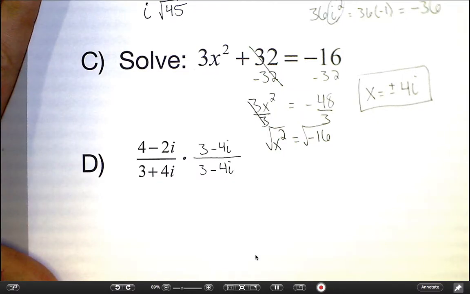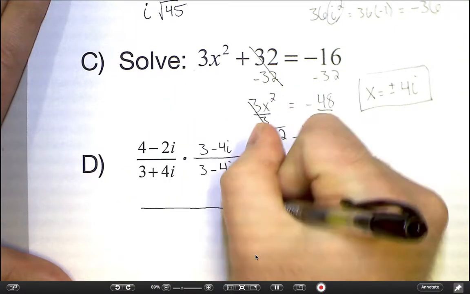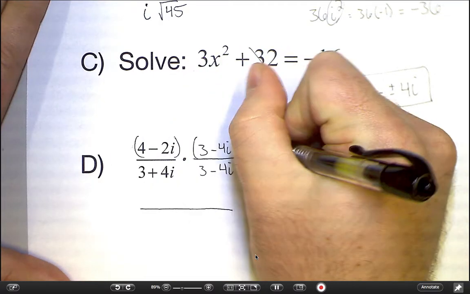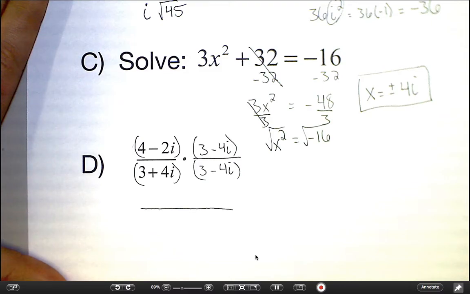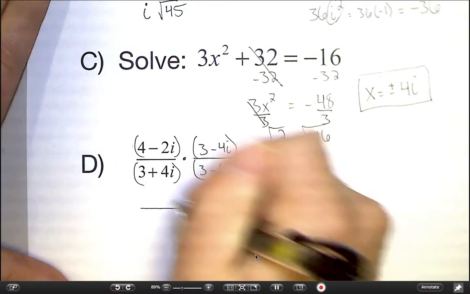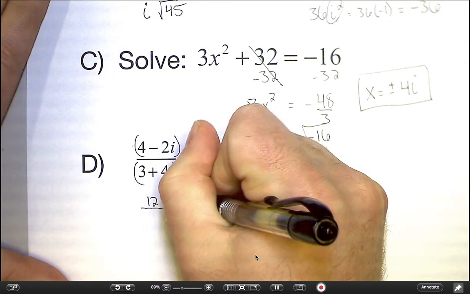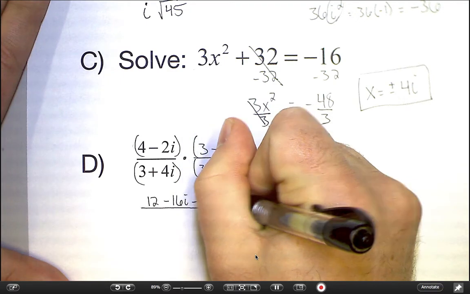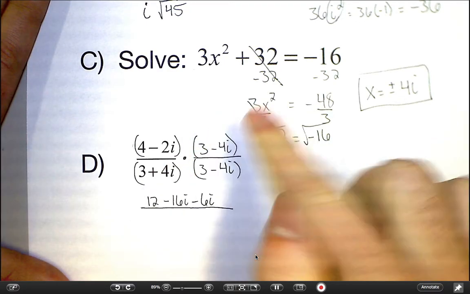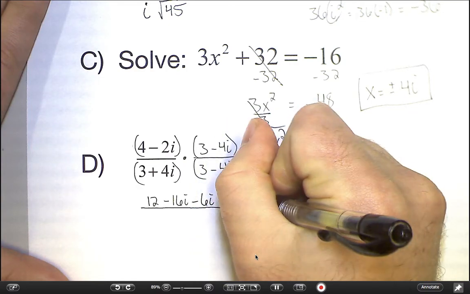and I multiply by that same piece on the top of my fraction as well. At this point I can go ahead and multiply straight across, which is really going to be a foiling problem because I'm multiplying two complex numbers together on both top and bottom. So if I multiply straight across the top, I have 4 times 3 gives me 12. 4 times a negative 4i is negative 16i. Negative 2 times 3 is negative 6i, and negative 2 times negative 4 is a positive 8i squared.